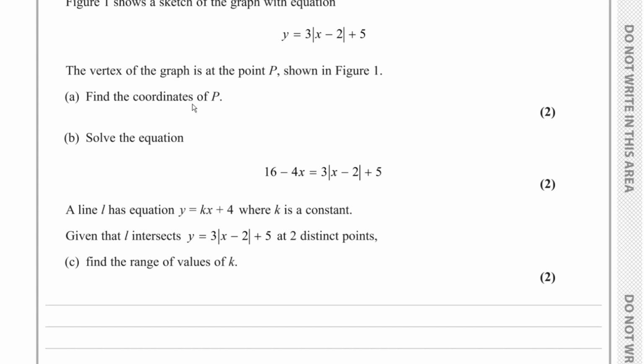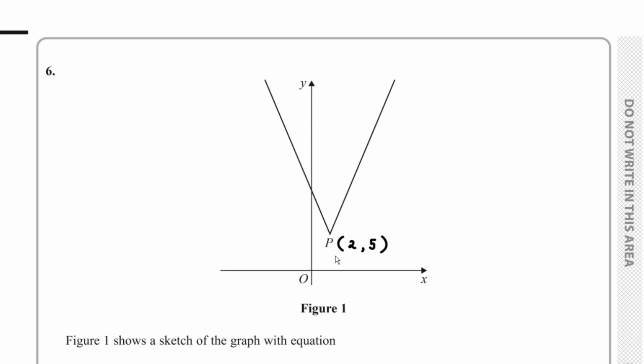Part A, find the coordinates of P. To find the coordinates of P, which is the vertex, that would be similar to finding the turning point of a quadratic. Hence, for part A, the x-coordinate of P will be positive 2, and the y-coordinate will simply be 5. Hence, the vertex has coordinates 2, 5. And we can show that on the diagram here.